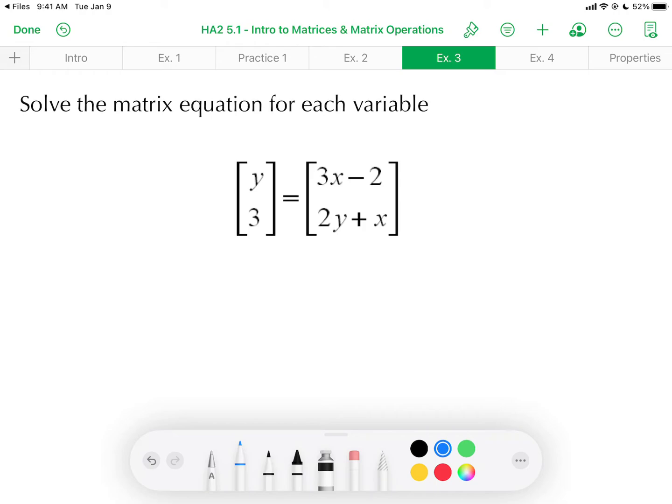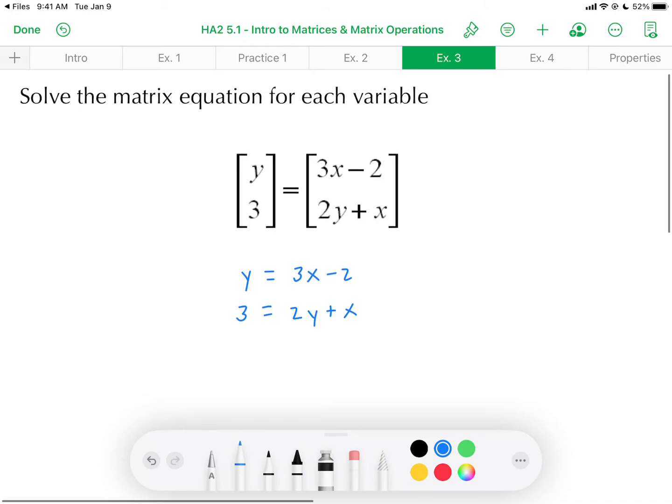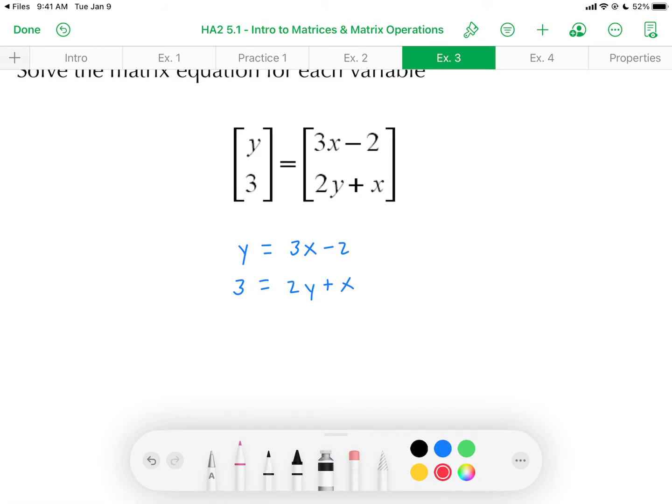So I set the first row, first column element of y equal to its corresponding element of 3x minus 2 in the second matrix. Now, clearly, I can't solve that by itself because it's got 2 variables. So when I set the other 2 elements equal to each other, what I've created here is just a system of equations.